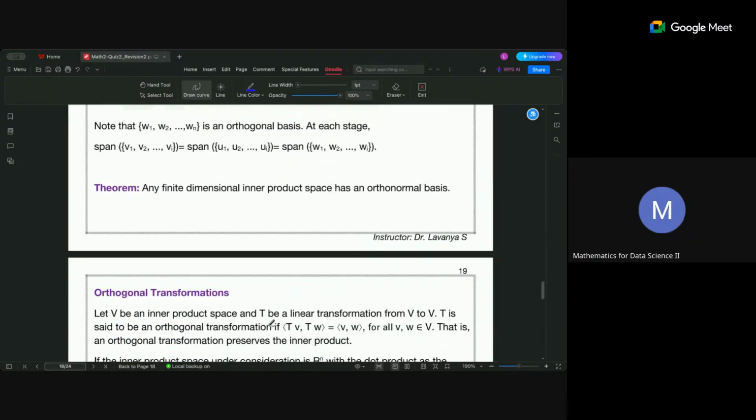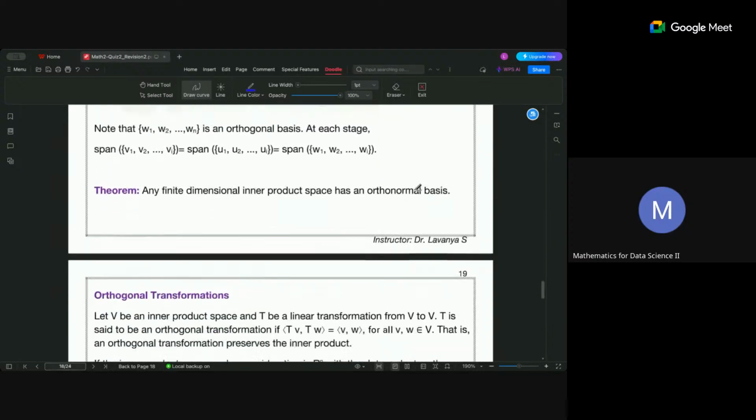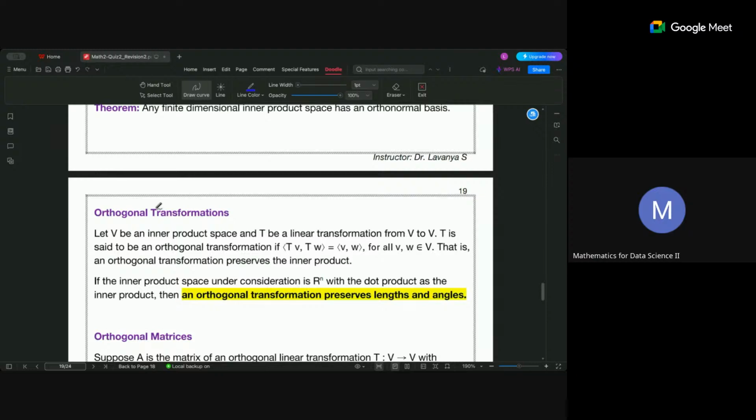So any finite dimensional inner product space has an orthonormal basis. And the next important topic is orthogonal transformations. Again, this is very important. What are orthogonal transformations? An orthogonal transformation is a transformation which satisfies the condition that the inner product of T(V) comma T(W) is equal to the inner product of V comma W. It means it preserves length and angle. What does it mean by preserving length and angle? The length and angles don't change if we perform an orthogonal transformation.